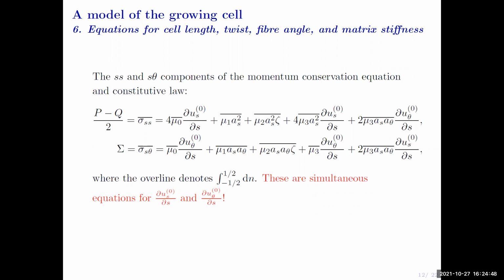So the way to get there, you look at the momentum conservation equation, grad dot sigma equals 0, and you look at the S and S theta components, integrate it out spatially, and apply boundary conditions appropriately. You find that this SS component, sigma SS, integrated over the cell wall thickness in the n direction, just gives you P minus Q over 2, where, if you recall, P is the turgor pressure and Q is the externally applied axial pressure due to, for example, a neighboring cell.